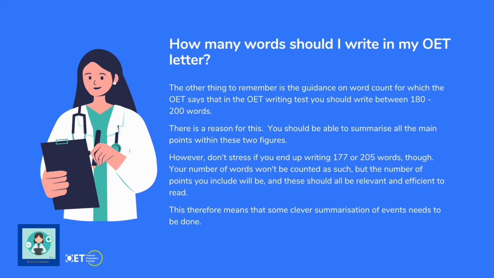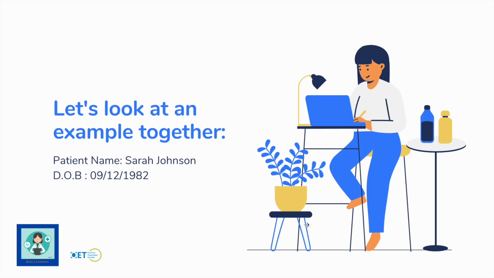It's also worth bearing in mind the word count in the OET. Now, the guidelines say somewhere between 180 and 200 words, and there's a reason for this. It's because you should be able to summarise all the main points within these two figures. But don't stress if you end up writing 177, 178, or even 205, because they're not actually going to count the number of words. They just want to make sure that all the information that you have presented is relevant and is efficient to read. So this means that you are going to need to do some clever summarisation of events.